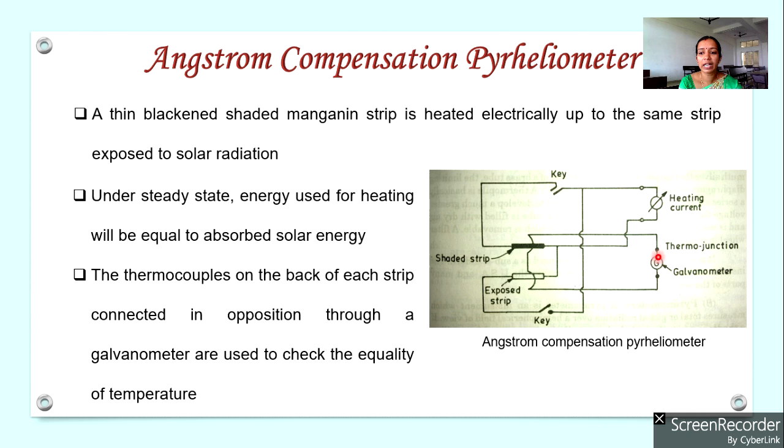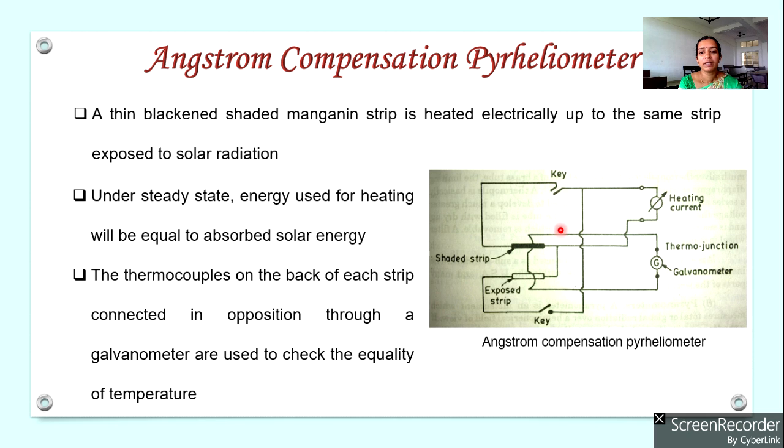Okay, so a galvanometer is placed here. So when the voltage across this will be 0, there will not be a current flowing through the galvanometer, and the galvanometer will show null deflection. And we know that this strip is exposed to sunlight. So when solar radiation falls on it, this strip will get heated.